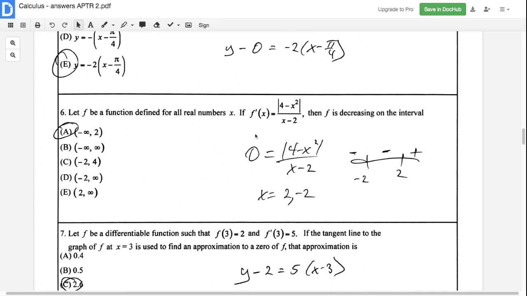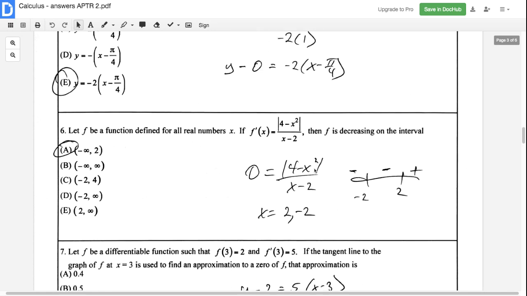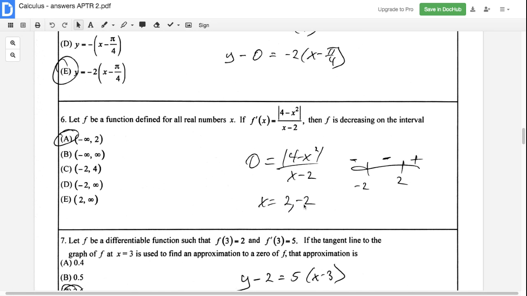All right, let f be the function defined for all real values of x, where f prime of x equals that, then f is decreasing on the interval. All right, so that's my derivative. I'm going to set that equal to 0, which I did here. And from the top, when I set the top equal to 0, I'm going to get 2 and negative 2. I get 2 from the bottom as well.